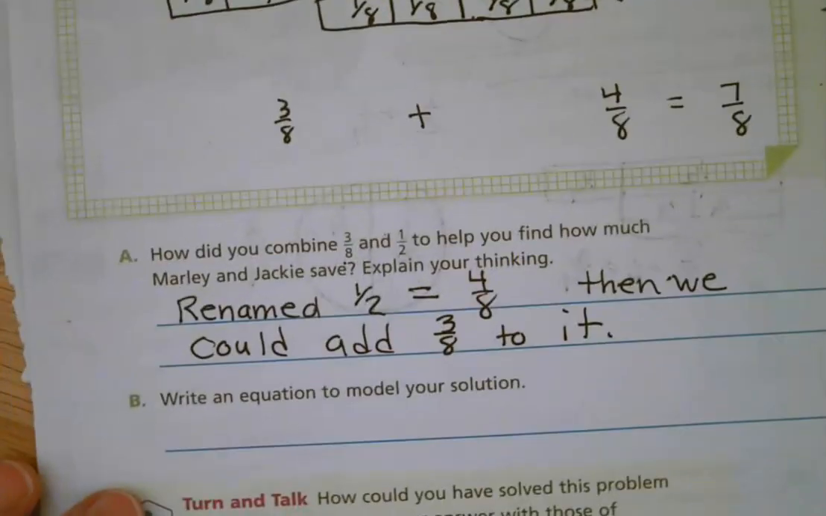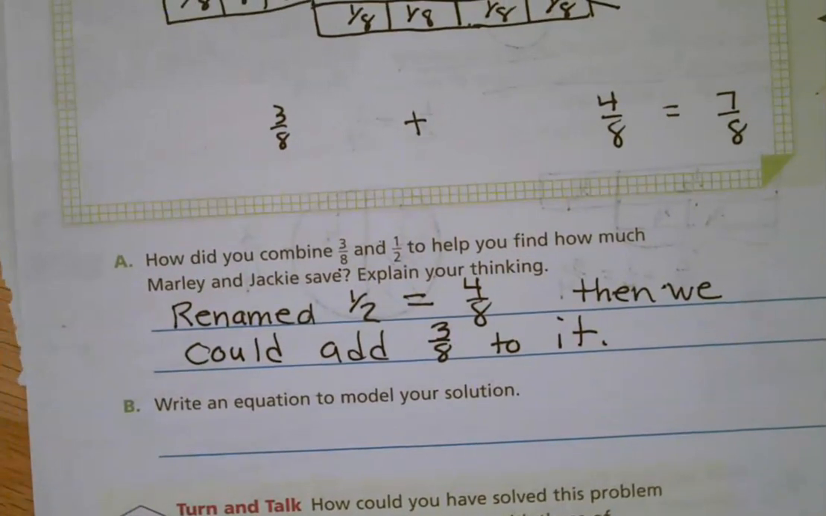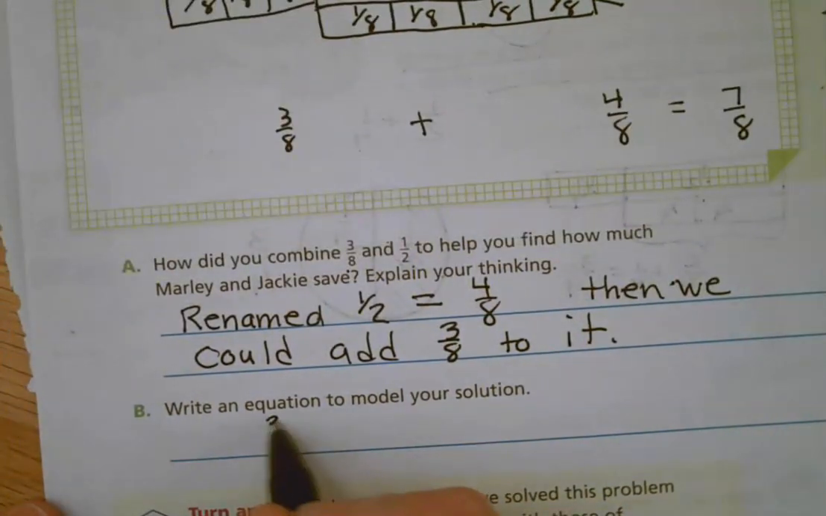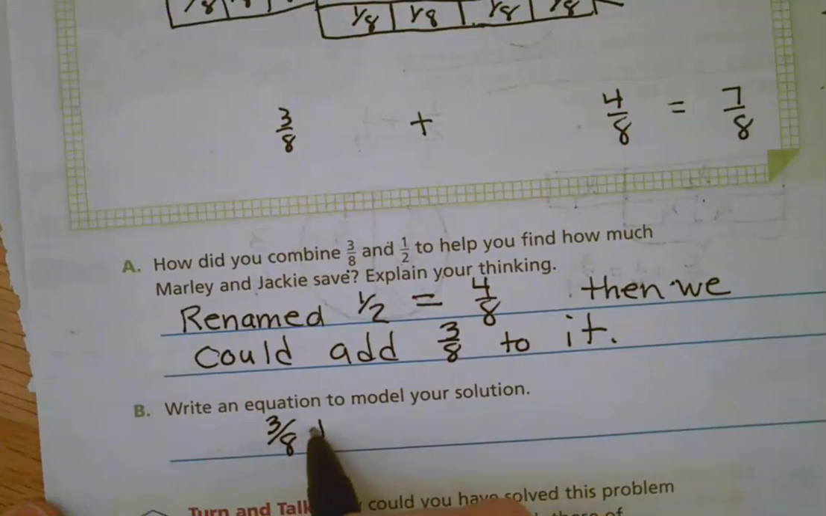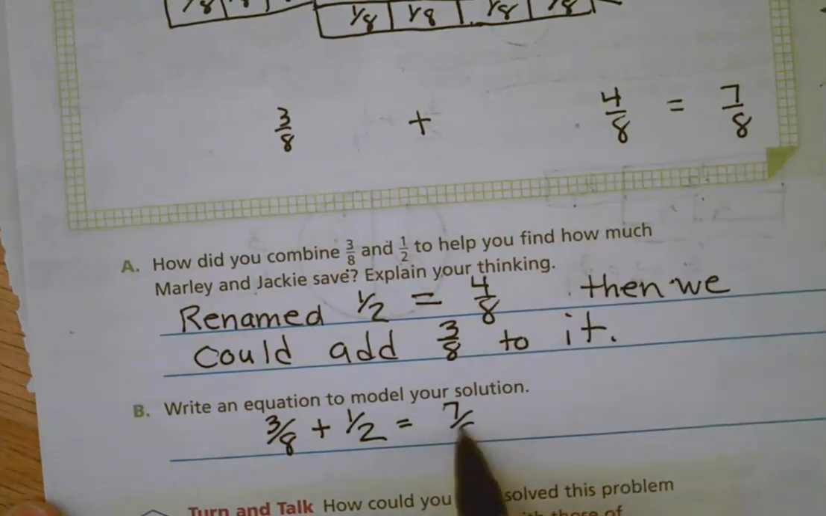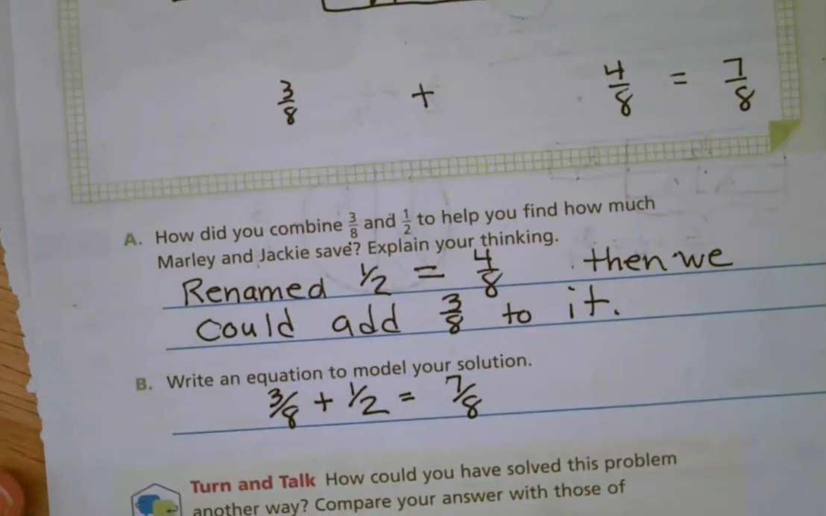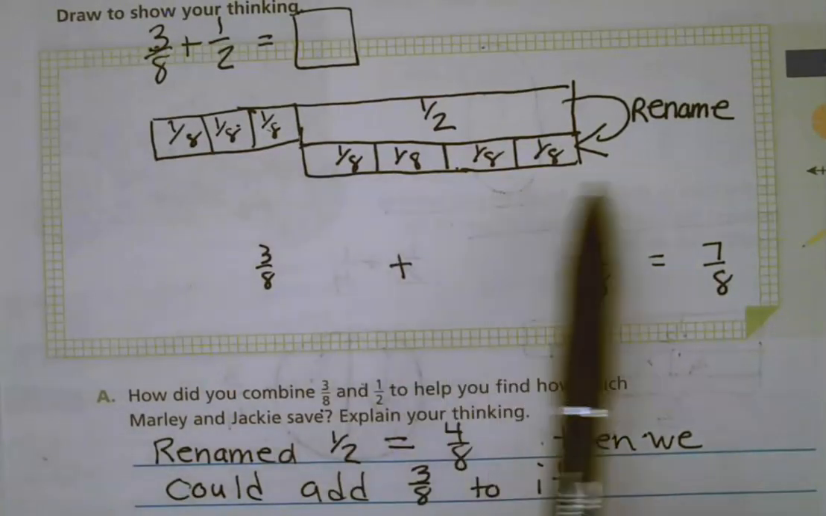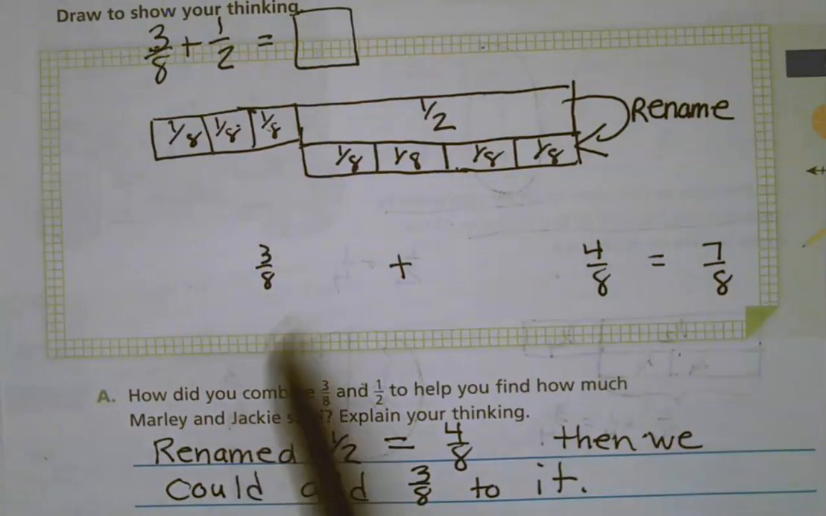Okay, then it asks us to write an equation to model our solution. Well, one of the kids had 3/8. They combined it with the other kid who had 1/2, and altogether we said that equals 7/8. All right, now you can look at this too, and you can see, hey, we just didn't say 3 plus 1 is 7 and 8 plus 2 is 8. All right, we had to do some figuring and thinking through that up here in order to find out what that answer was.